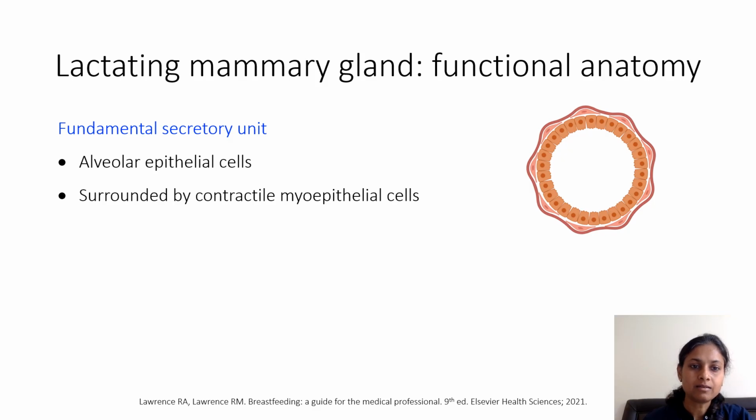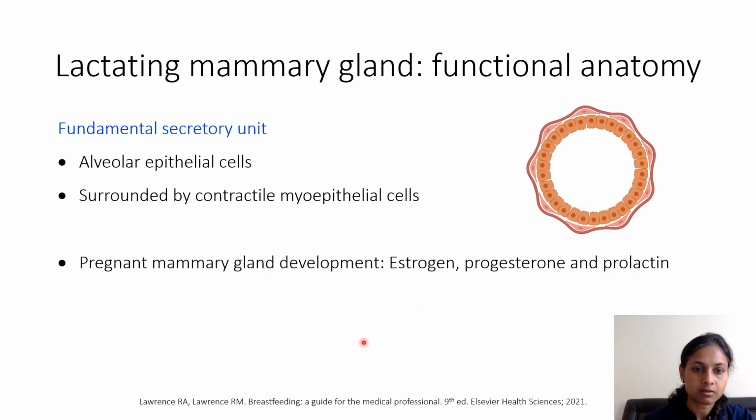So for the lactating mammary gland, we'll discuss the functional anatomy, where the fundamental secretory unit is the alveolar epithelial cells. These cells are surrounded by the myoepithelial cells, which contract, releasing milk from these alveolar epithelial cells. We will discuss this in more detail as we go through the slides.